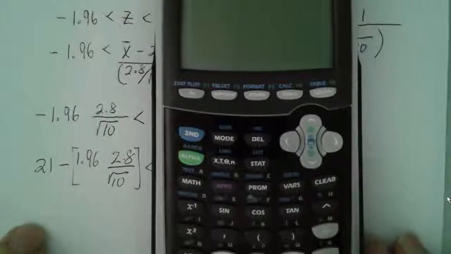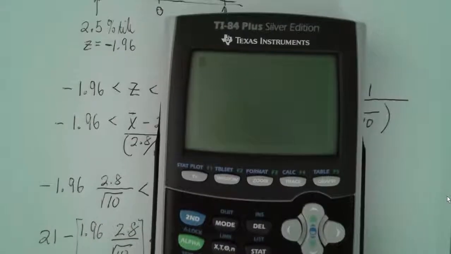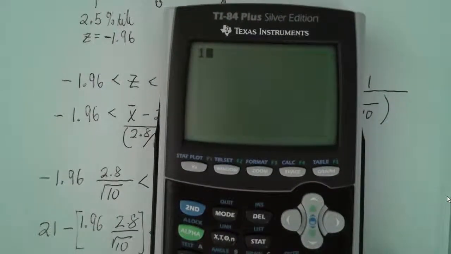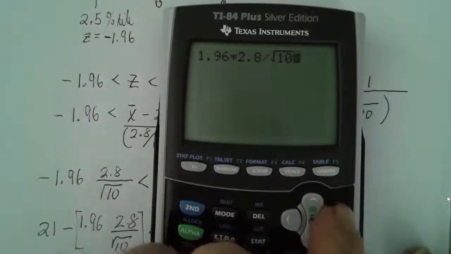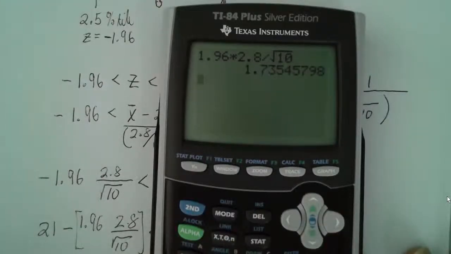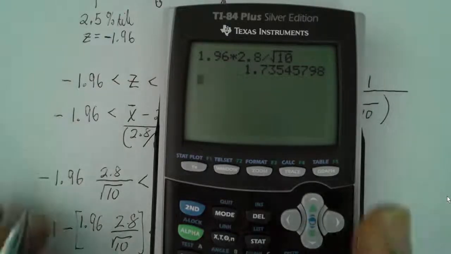Okay, the number we are looking for is 1.96. We're going to multiply that by 2.8 and divide it by the square root of 10. And that gives us about 1.7355.